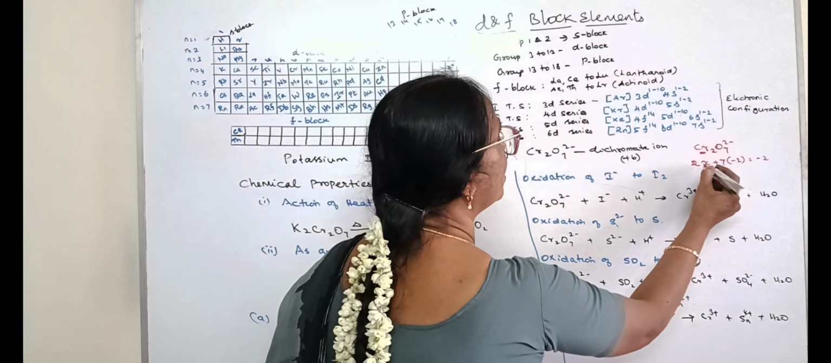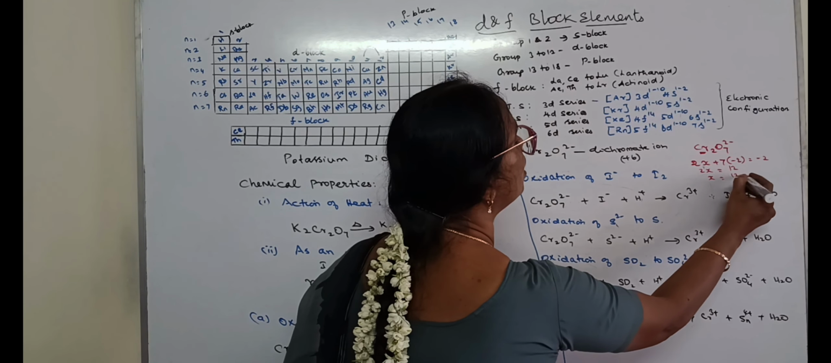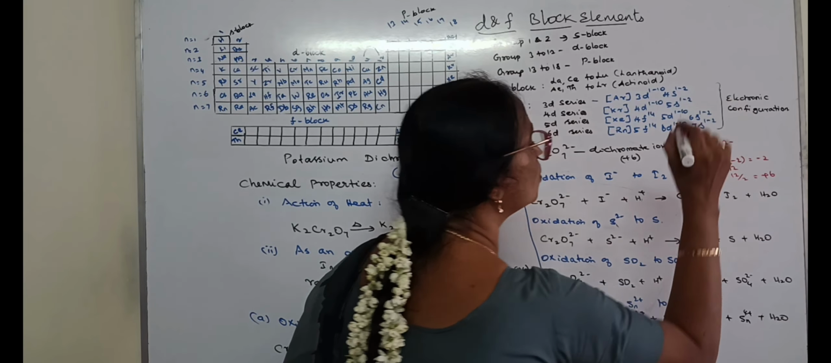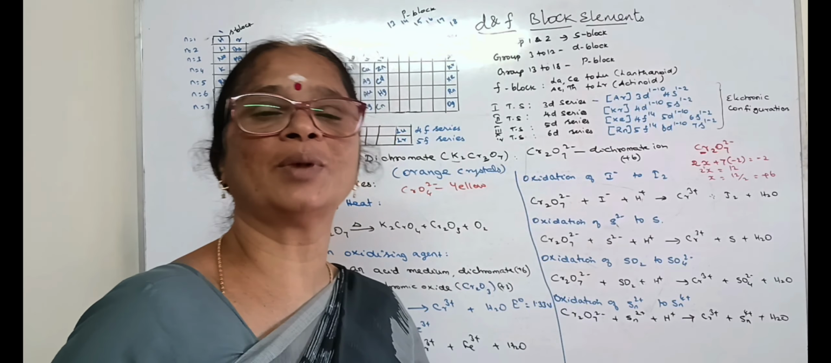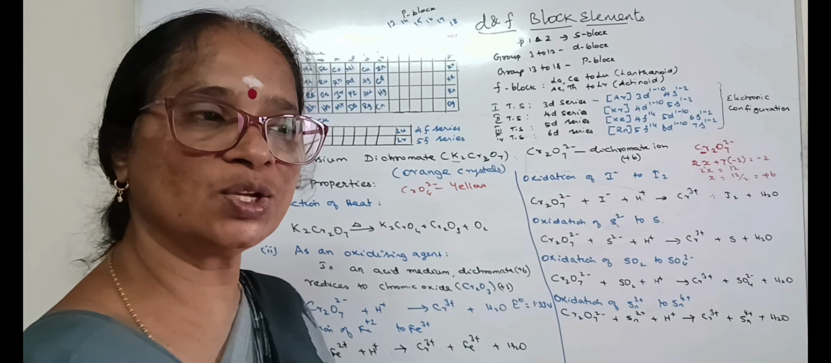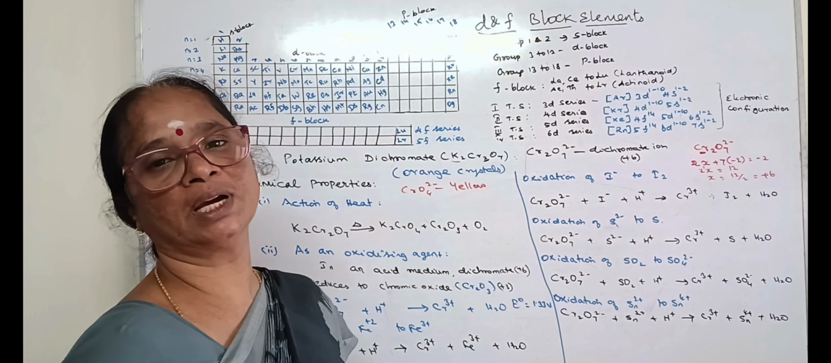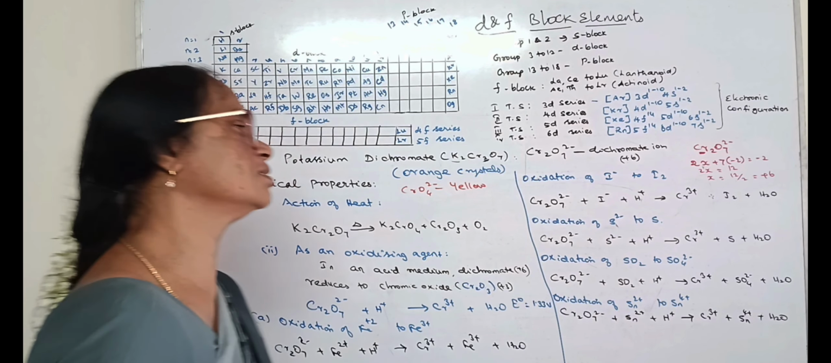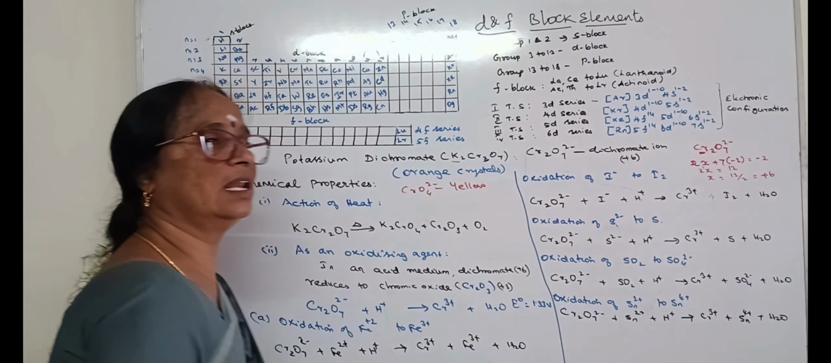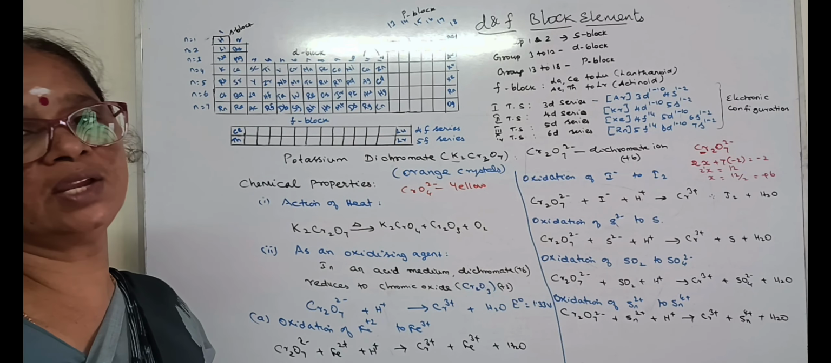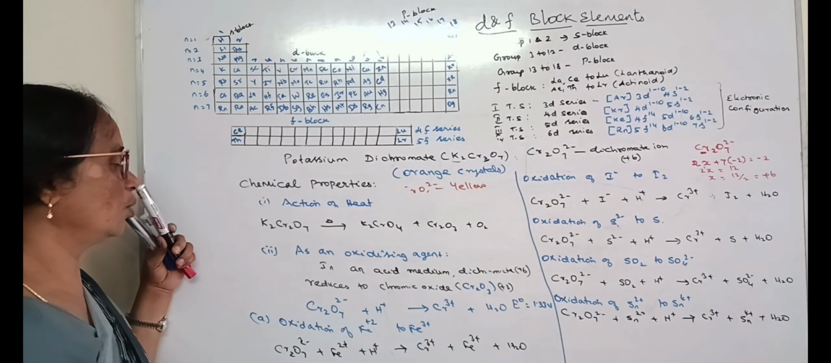You can simplify. 2x is equal to 12 or x equal to 12 by 2, that is equal to +6. When we write the oxidation number, the sign plus and minus must be given. Valency only has no charges, but oxidation number bears either a positive or negative charge. So this is the way to calculate the oxidation number of any element in a given compound or even in its radical.